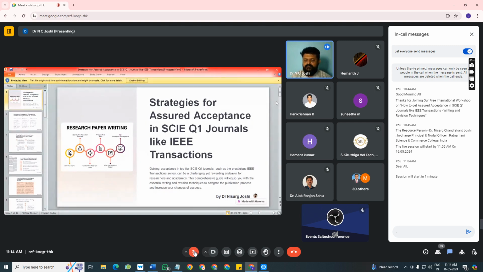If we are PhD scholars or researchers, we have to try that our research paper, our knowledge will be published in Q1 journals, which are top high impact factor journals like IEEE.